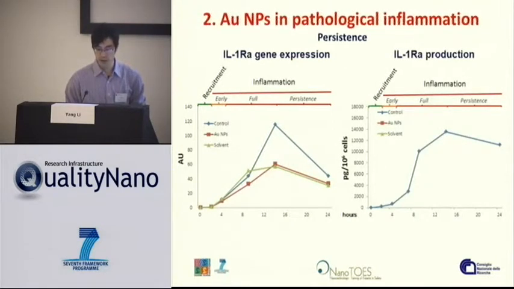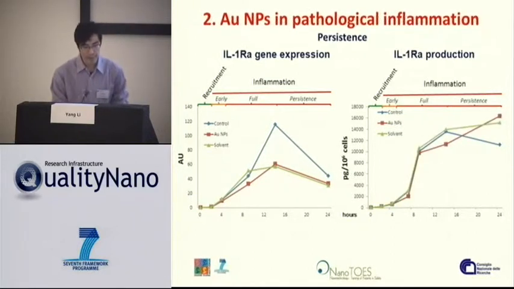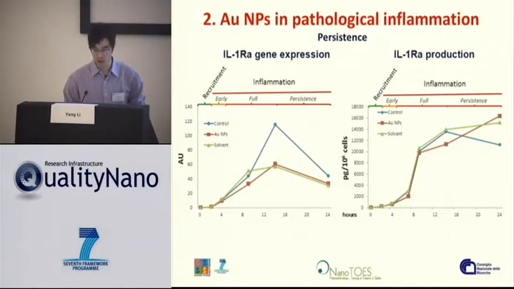And protein production. Here we can see from 0 to 14 hours it goes to the peak, then at 24 hours it is also at the same level. Because if you have a very high level of IL-1 beta, its antagonist must also be at a very high level to protect human beings. This is the gold nanoparticle group and solvent.